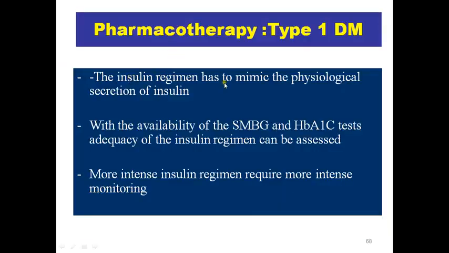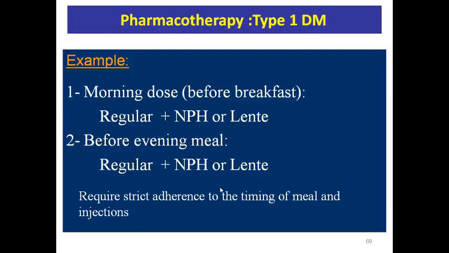So the insulin regime has to mimic the physiological secretion of insulin. With the availability of self-monitoring or continuous glucose monitoring and the HbA1c test, the adequacy of the insulin regime can be assessed. More intense regimes require more intense monitoring. So the more intense the therapy is, the more insulin injections you're giving to the patient, the more you will have to do blood testing of these patients.